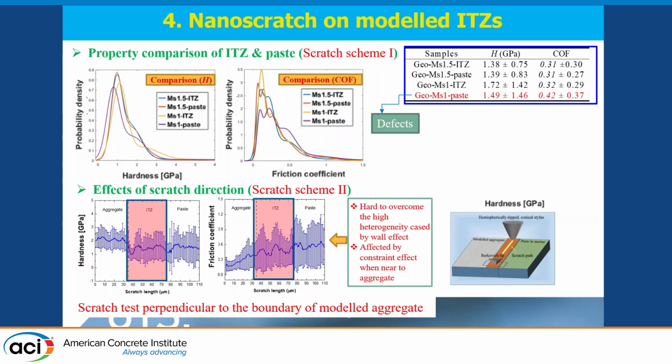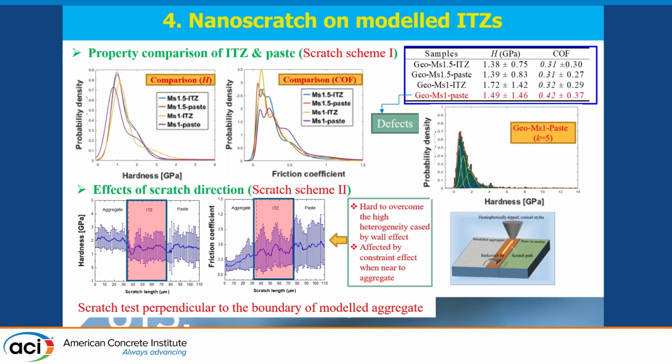You can see, especially when you are close to the aggregate, there is some inhomogeneity. In some places the range is very close, some places have very low values, and some are good. And also for the coefficient of friction over here, you can see some are high. You can model that distribution with 3 components and 5 components.